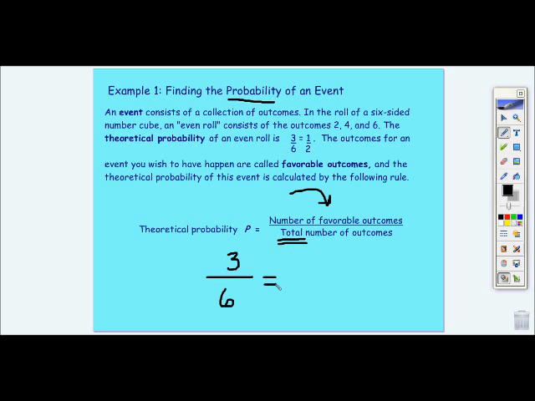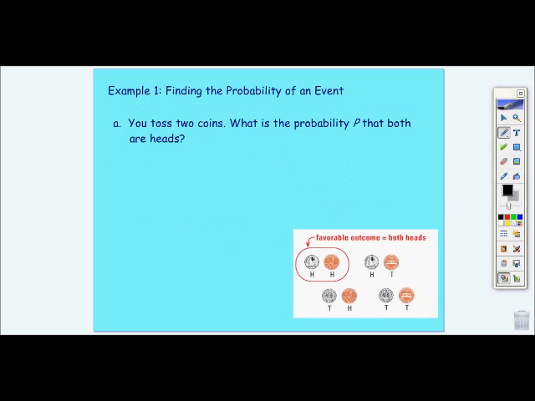Now you can notice that's a fraction, so I can go ahead and reduce it. My probability is 1 out of 2. 1 out of 2 rolls would give me an even number. That's probability. So you toss 2 coins. What is the probability, or P, that both are heads?